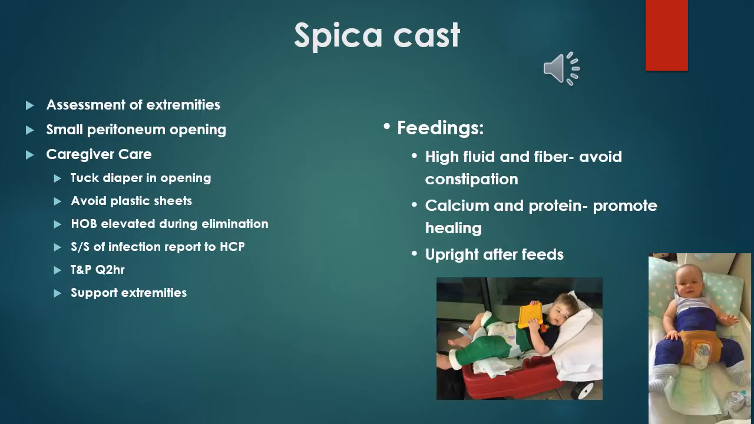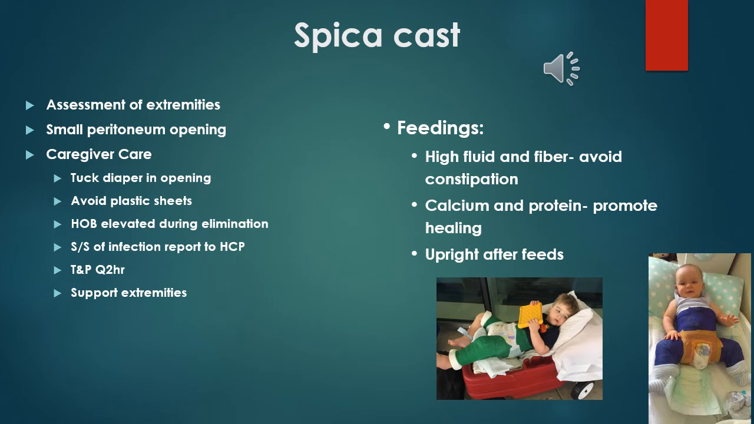Now we're going to talk about the Spica cast. So a child who is in a Spica cast will require regular assessment of circulation, including sensation and movement of the lower extremities. A hip Spica cast is an orthopedic cast that is used to immobilize the hip or the thigh. It is used to facilitate healing of the hip joint or the fractured femur. A Spica cast includes the trunk of the body and one or more of the legs.